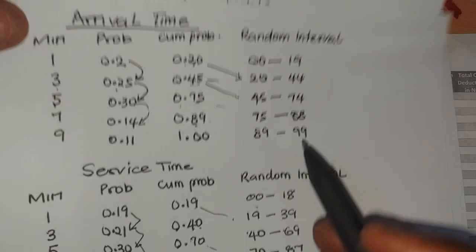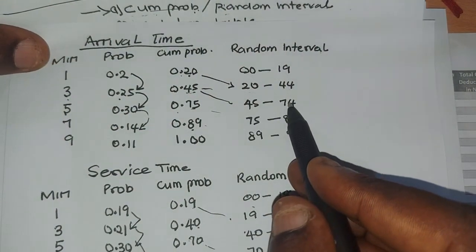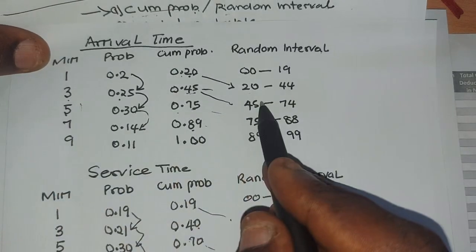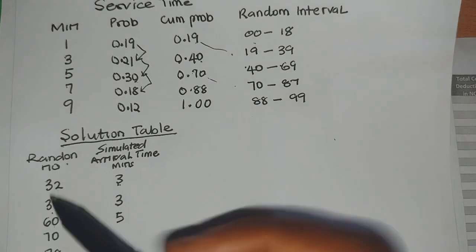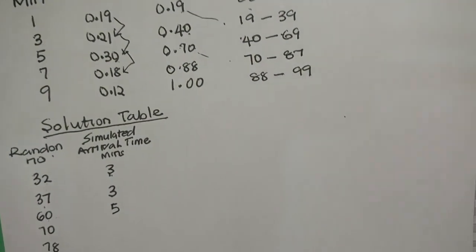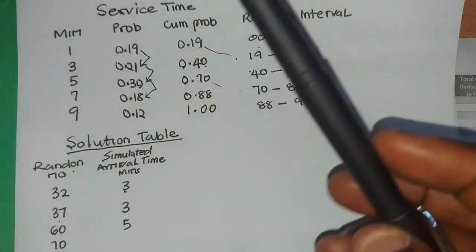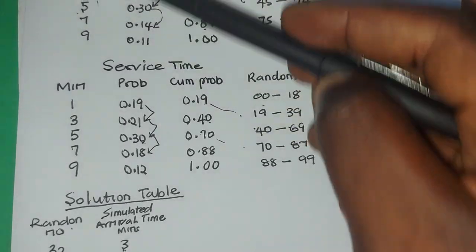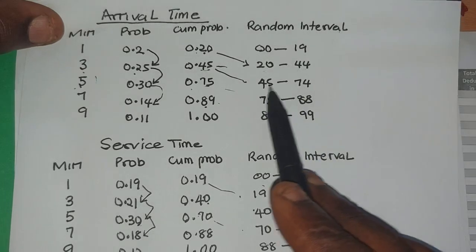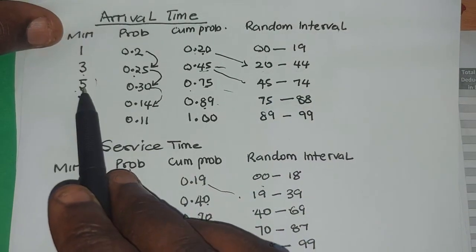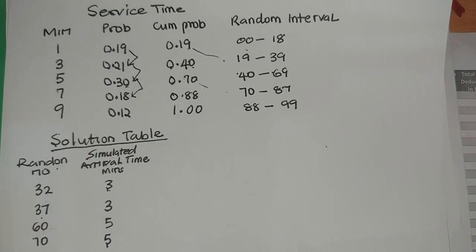60 falls within this interval, and the corresponding minutes is nothing but 5. So we are using this random interval. That's the Monte Carlo step. This random interval is used to simulate, that is to duplicate the original system. For 70, it falls within this interval, and the corresponding minutes is 5.